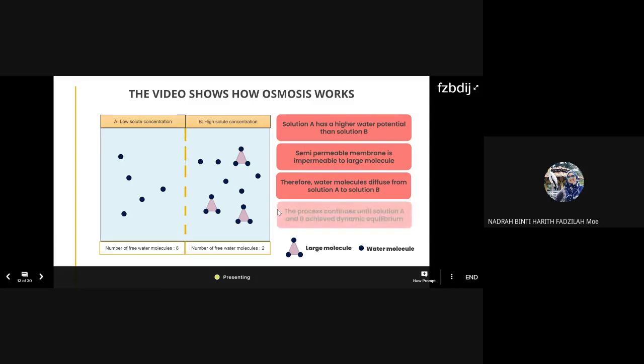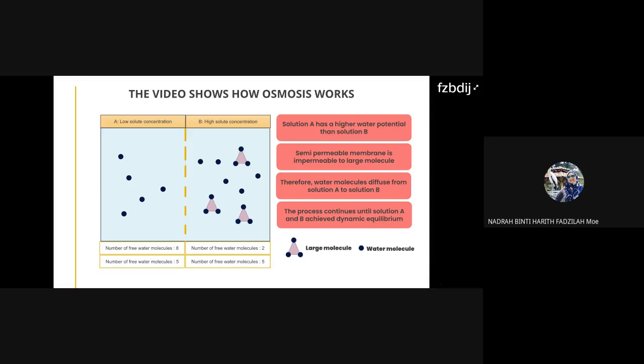At the end of this process, we can see that the final number of water molecules in solution A is the same as the number of free water molecules in solution B. Walaupun water molecules tu bilangan dia dah sama, yang saya maksudkan dynamic equilibrium, maksud dia ialah water molecules from solution A can still move to solution B, and water molecules from solution B can still move to solution A, tapi the number of water molecules 5 di solution A, 5 dekat solution B tu will always be maintained. Water molecules bergerak tapi bilangan molekul tu sentiasa sama.